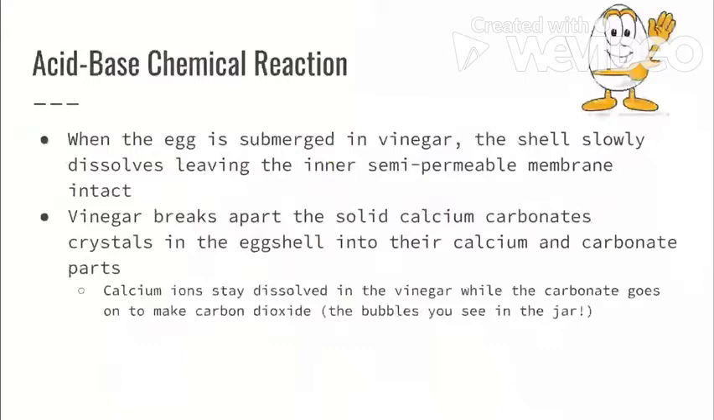Now, this chemical reaction is an acid-base chemical reaction. So when the egg is submerged in vinegar, which is our acid, the shell slowly dissolves, leaving the inner semi-permeable membrane intact. The vinegar actually breaks apart the solid calcium carbonate crystals that are in the eggshell, and they break further into calcium and carbonate parts. So the calcium ions stay dissolved in the vinegar, while the carbonate goes on to make carbon dioxide, which is all the little bubbles you see sitting in the jar right now. Or if you've already pulled it up, all the bubbles you noticed in the jar.